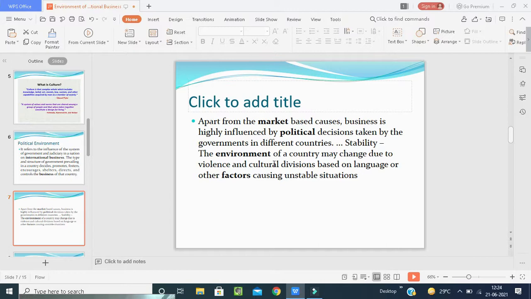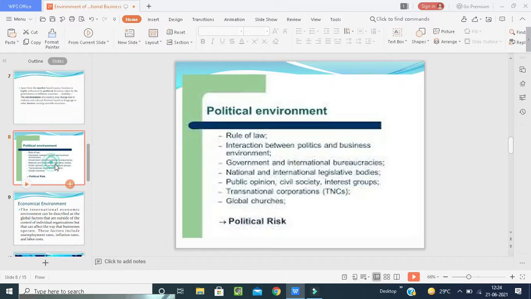Stability. The environment of a country may change due to violence and cultural divisions based on language or other factors causing unstable situations. See here, what should be there in the political part? That means rule of law, interaction between politics and the business environment, government and international bureaucracies, national and international legislative policies or bodies, public opinion, civil society, interest groups, transnational corporations, global chess, etc.